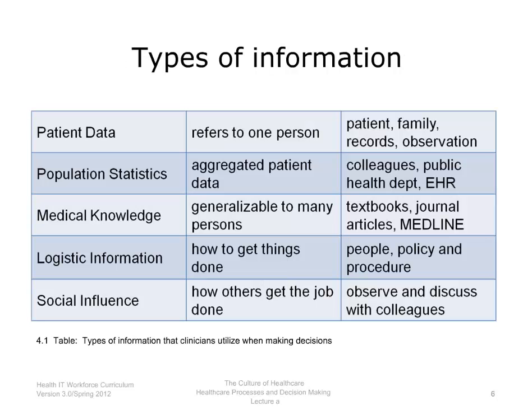Clinicians use many different types of information when assessing and managing patients. The table lists 5 types of information that clinicians commonly use. The first type of information is patient data, or information that is specific to an individual person, such as whether he or she has allergies, a history of diabetes, or a heart murmur.